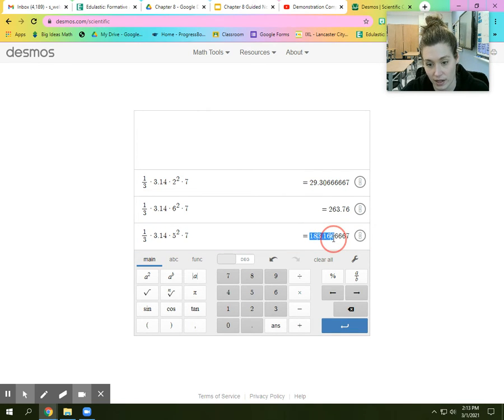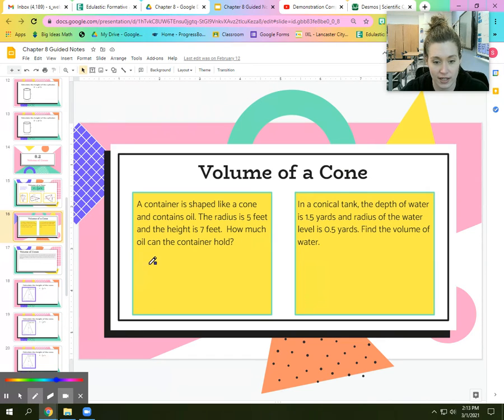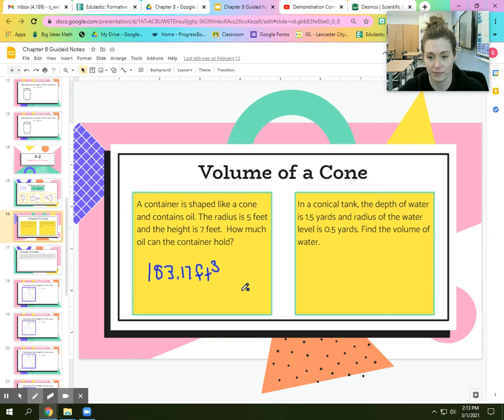The volume is 183.16, but again, the 6 after that bumps it up. So 183.17. So we'll fill that in, 183.17 cubic feet for our volume.